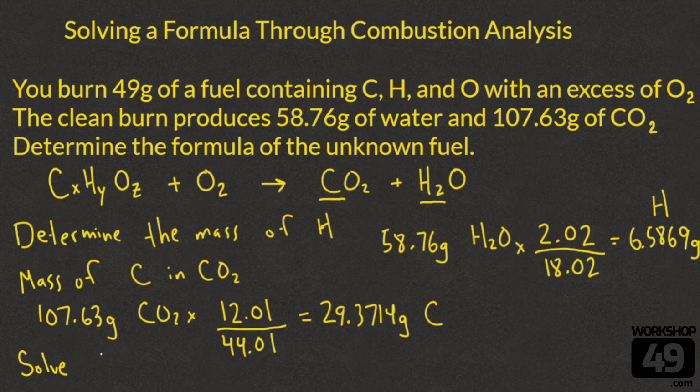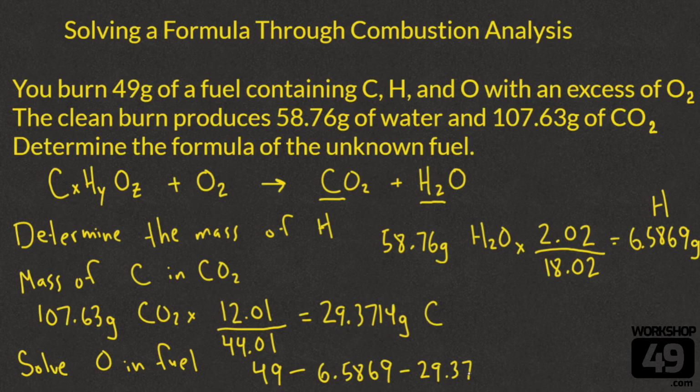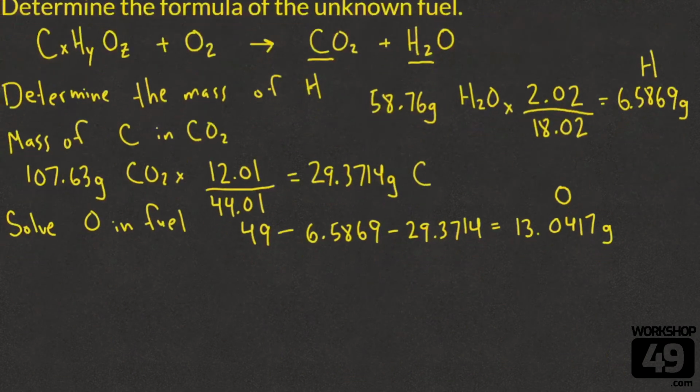If we want to solve the mass of oxygen that's in our fuel, what we're going to do is take that 49 grams that we know that we started with, subtract the mass of hydrogen, 6.5869 grams, and subtract the mass of our carbon, 29.3714 grams, and that answer has to leave us with how much of our fuel was made up of oxygen. And we get that it's 13.0417 grams. Now we have our mass of hydrogen, we have our mass of carbon, and we have our mass of oxygen. The first half of this problem is done.